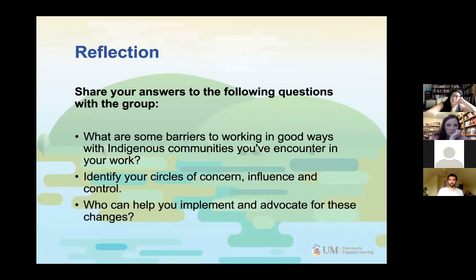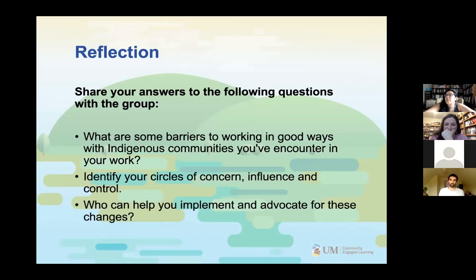We're going to move on to our reflection questions now. We're going to go into small breakout rooms as usual and discuss some of the questions that are on the screen. If you get to all of them, that will be great. If you don't, just choose the ones that are more relevant to you or that the group wants to talk about. The questions relate to system change more than relational assessment. And the first one has to do with the barriers that you might have encountered in your work to working in good ways with Indigenous communities.